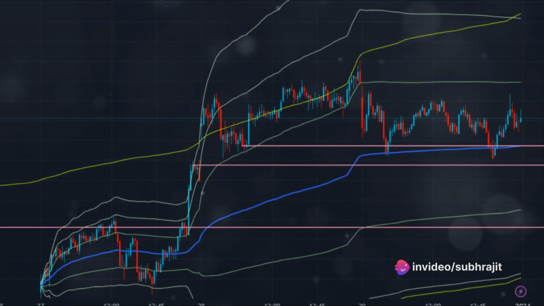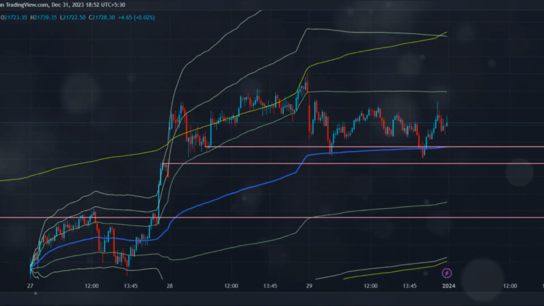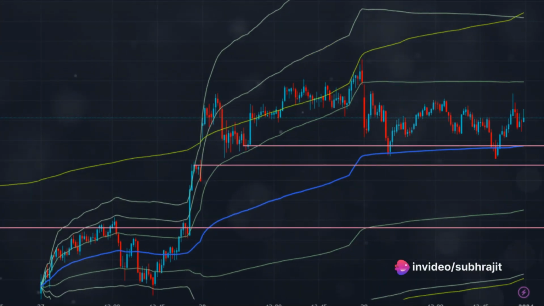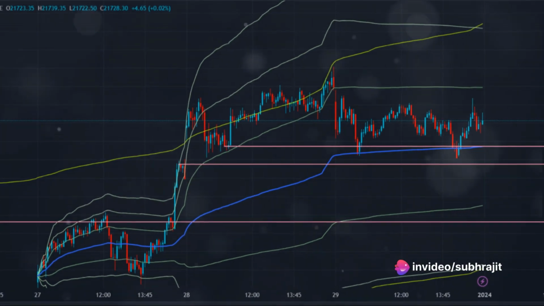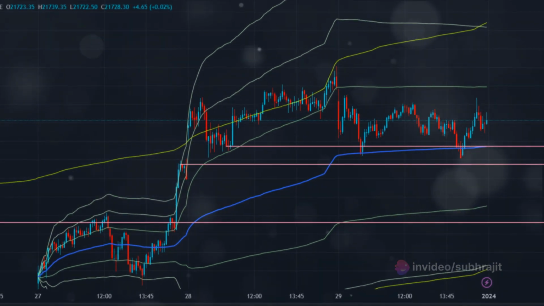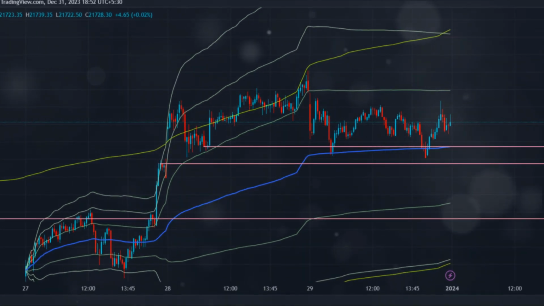The upper deviation serves as a dynamic resistance level, while the lower deviation acts as dynamic support. This dynamic nature of support and resistance levels is what makes the anchored VWAP such a valuable tool in your trading arsenal. It allows you to anticipate market reactions and make informed trading decisions.